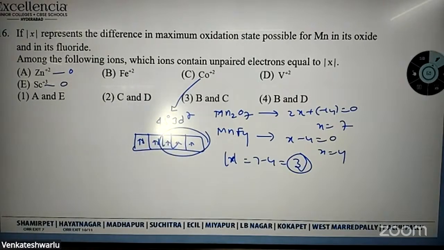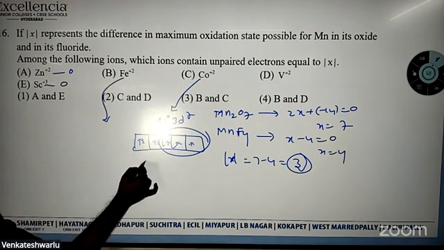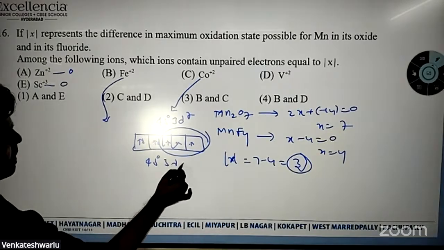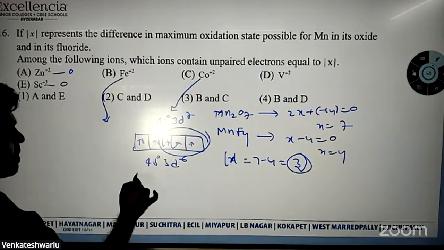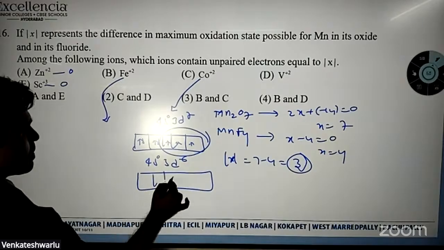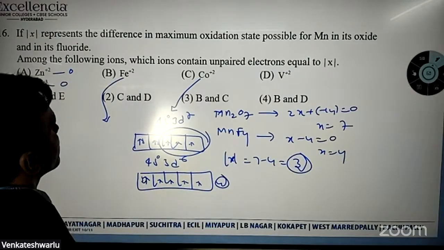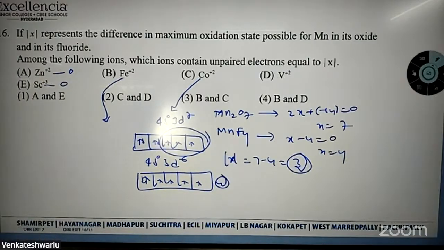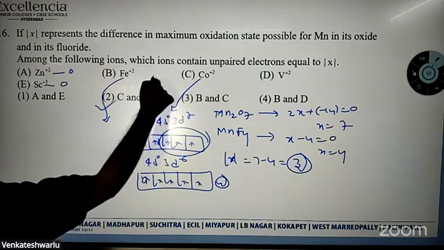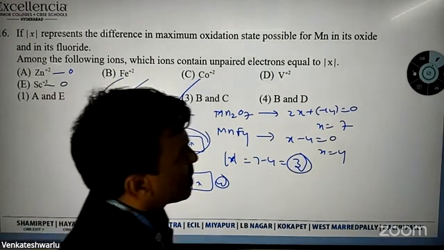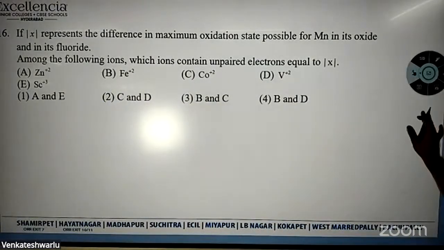Now let us check Fe plus 2. Fe plus 2 means here 4s is 0, 3d 6. So 1, 2, 3, 4, 5, 6. So here 4 unpaired electrons are there. So that's why B is not the right answer. C and D, yes, C and D both have the same number of electrons.